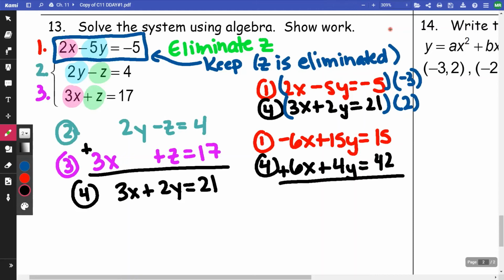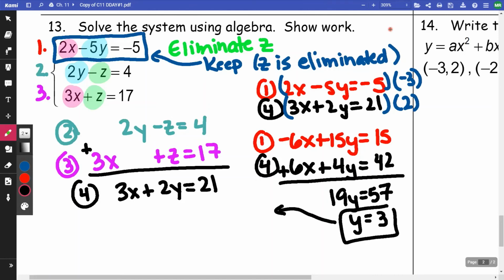Add these 2 equations together. My x's cancel out. I get 19y is equal to 57, and y is going to be 3. So now I still need to solve that system. I am going to find my x by plugging it into, let's say, equation 3. So in equation 3, I'm going to have 3x, not equation 3, sorry, it's a y, into equation 2.